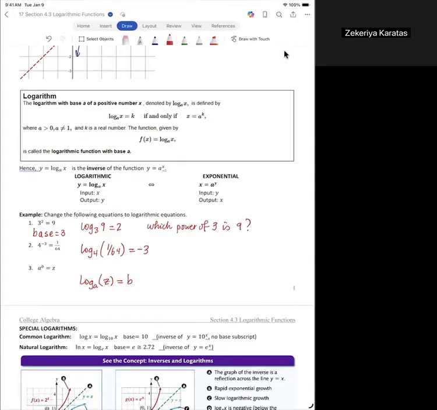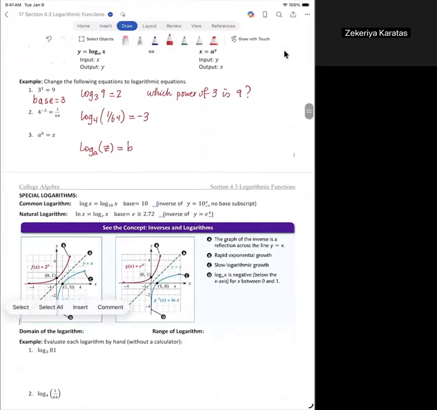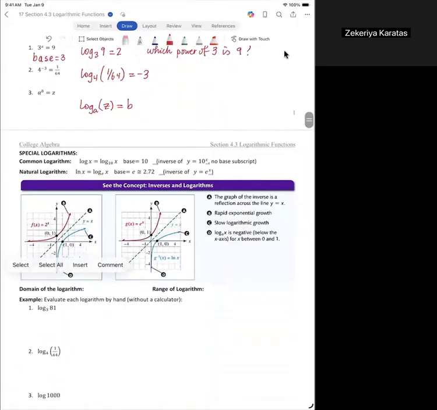These three equations represent the same information. We also have some common notation here. If you have base 10, you don't write the subscript and you just write log. That means my base is 10. If the base is e, we call it the natural logarithm. It's written as ln. Especially on calculators, you can see those two buttons.